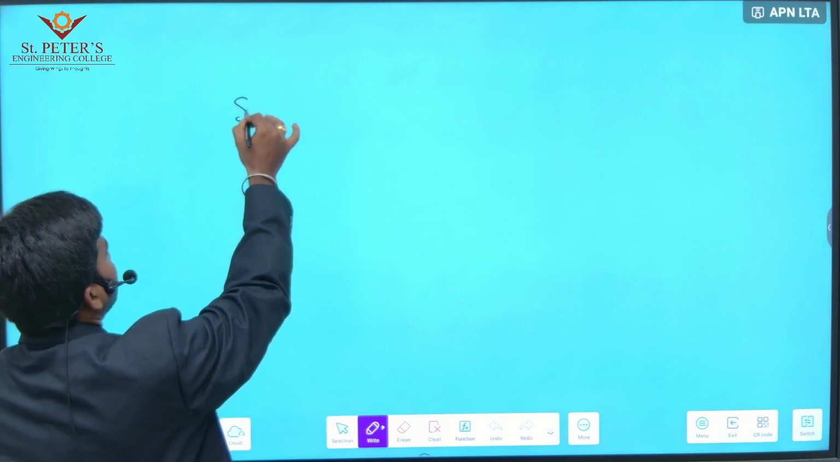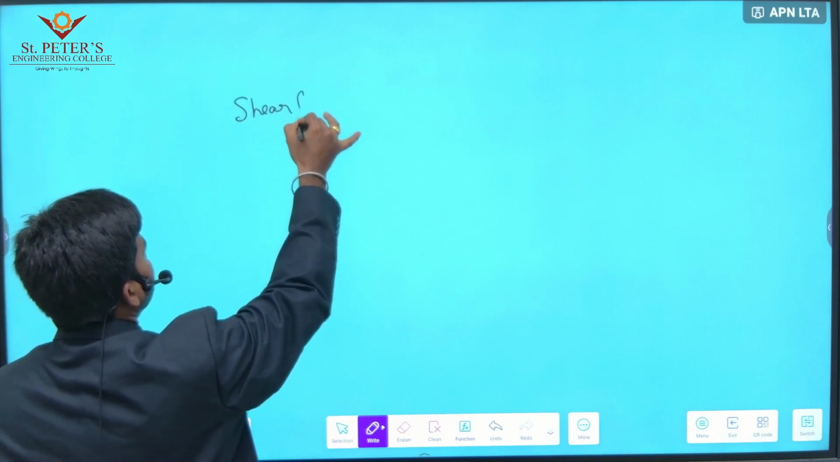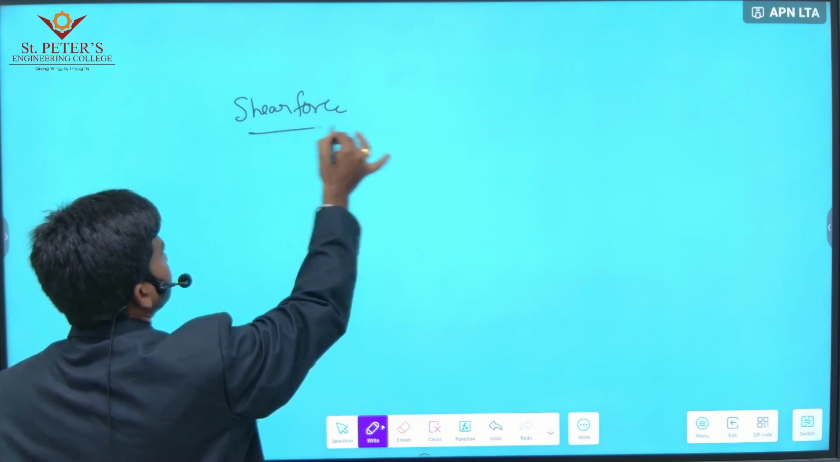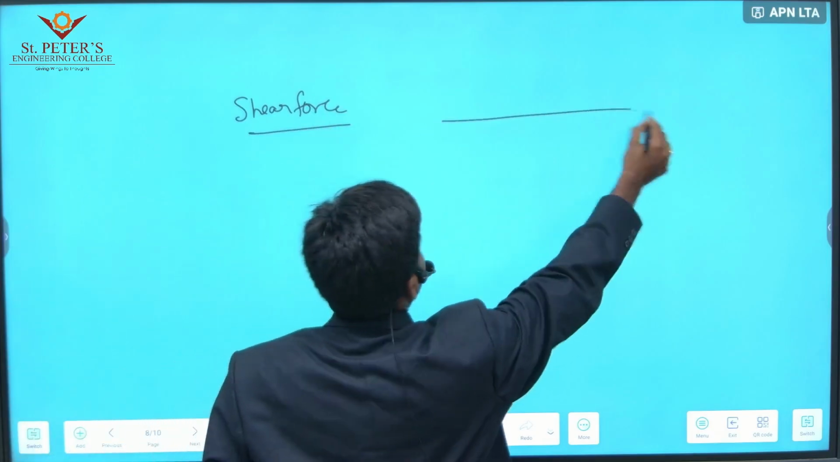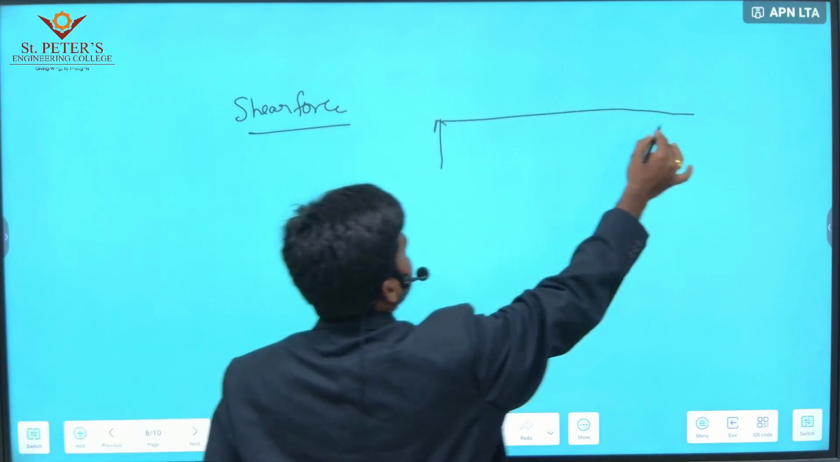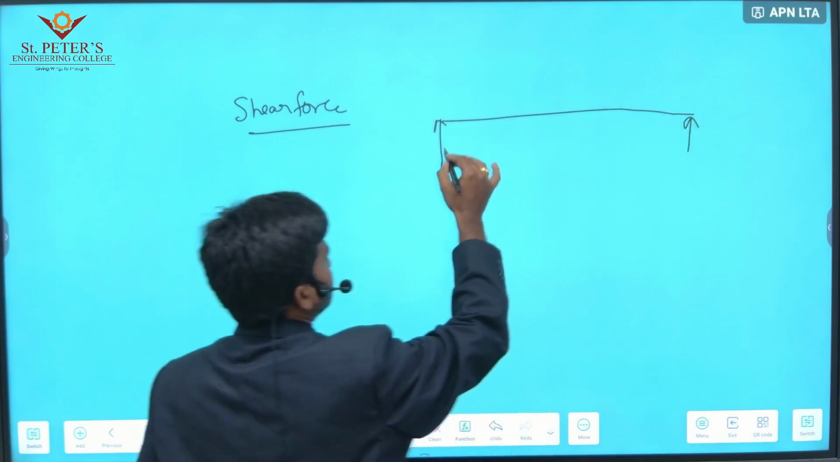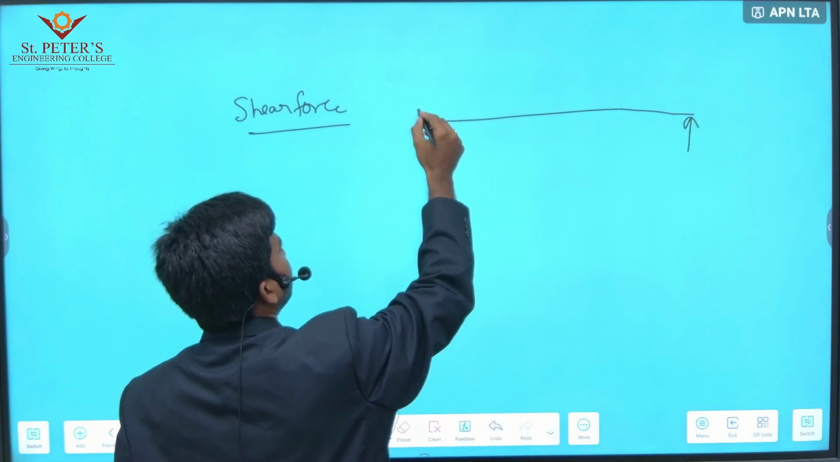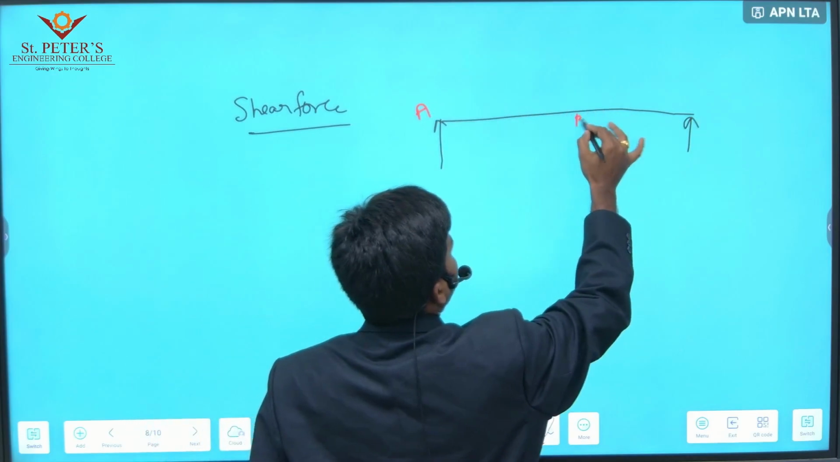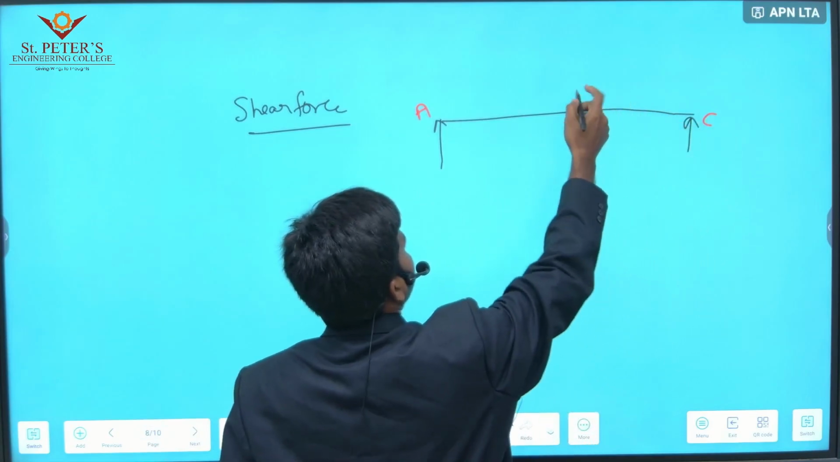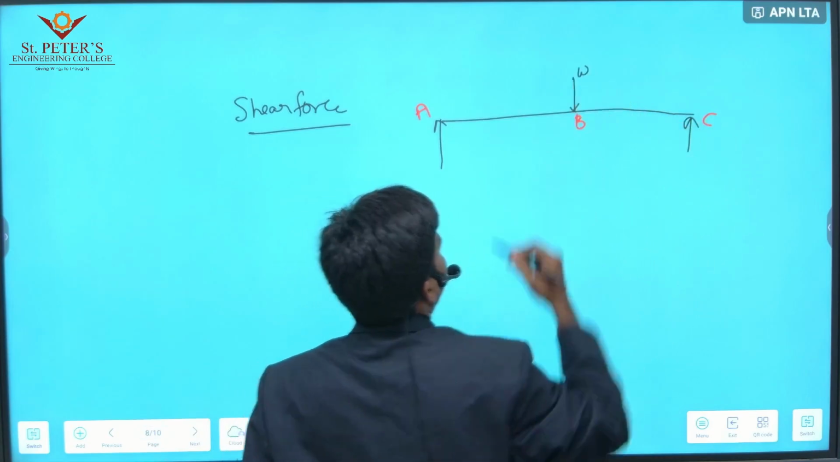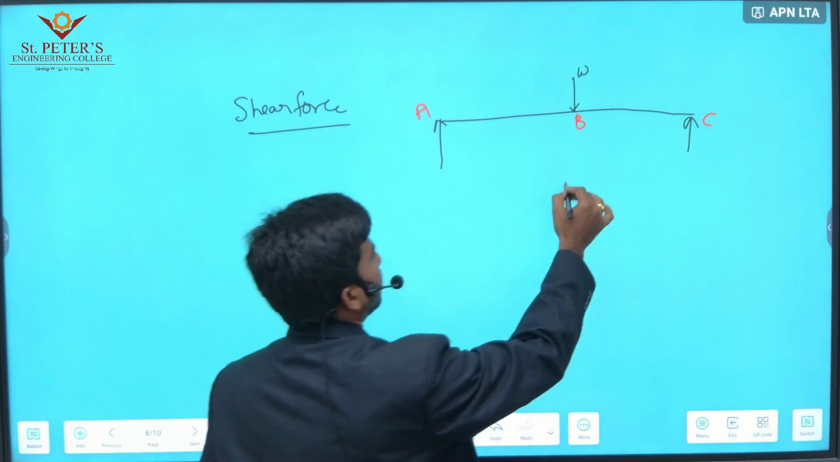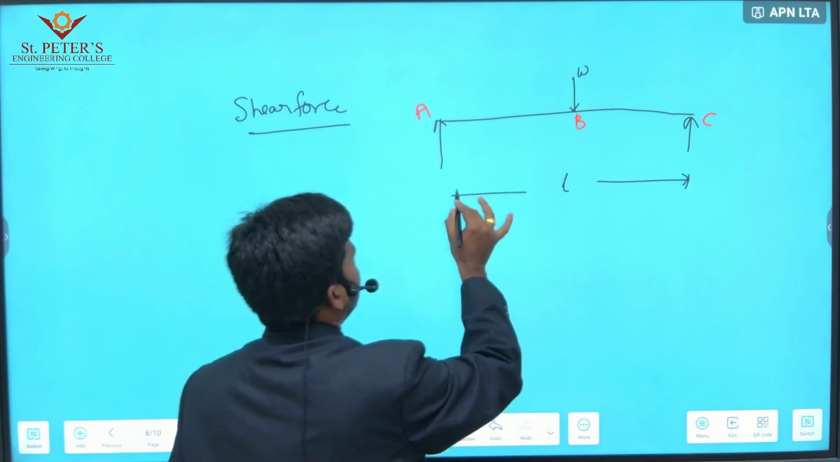So now shear force. Shear force is nothing but the sum of all forces. This is the A point, B point and C point. This is the load W. Here the length is the same, L.